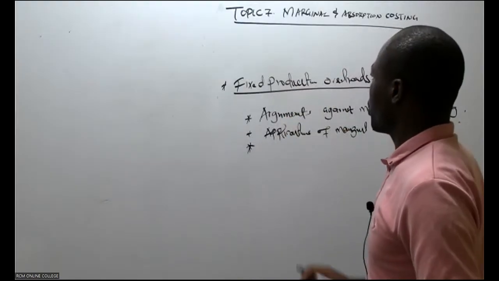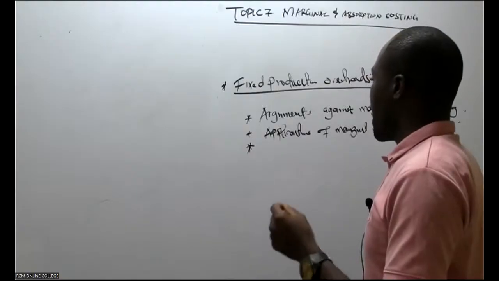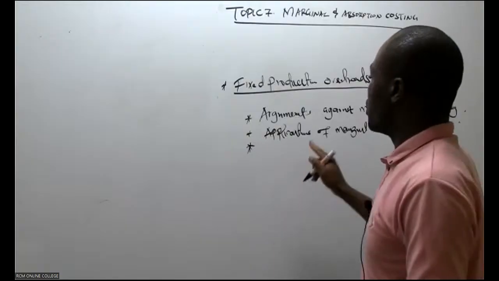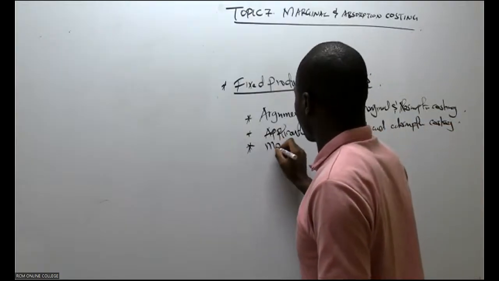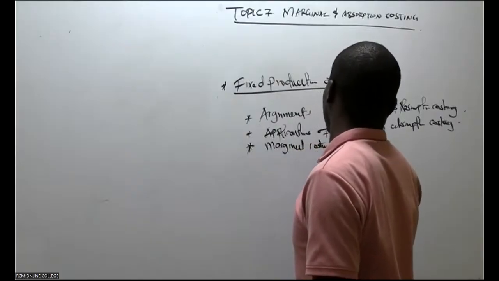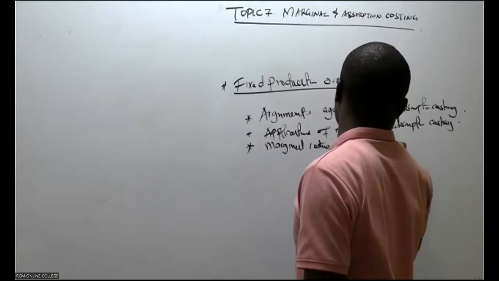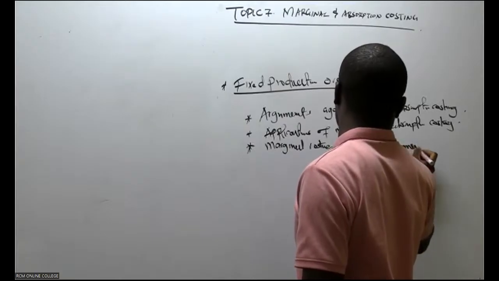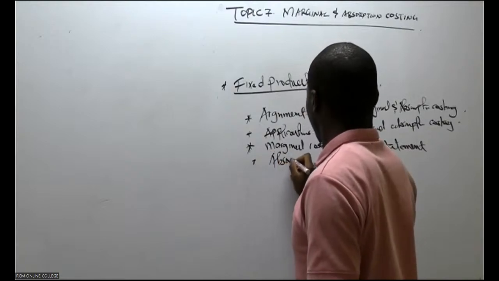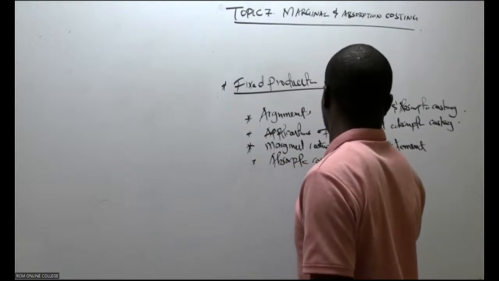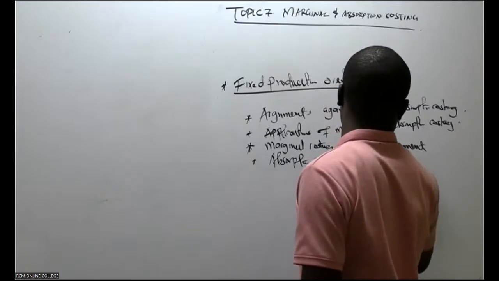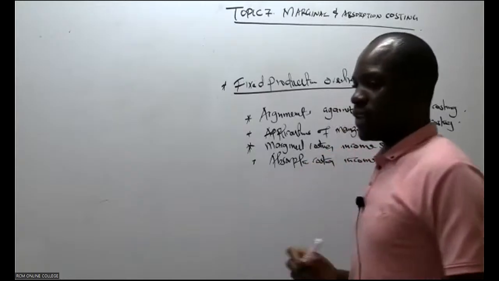Number three, if you now go to the calculation part, having done the theory for this particular topic of marginal and absorption costing, are you able to give us the income statement? Are you able to give us the income statement with respect to marginal costing? Marginal costing income statement. Are you able to give us absorption costing income statement? Are you able to give us the two?